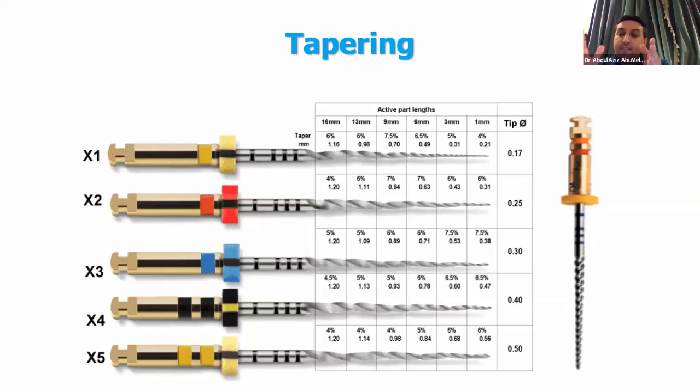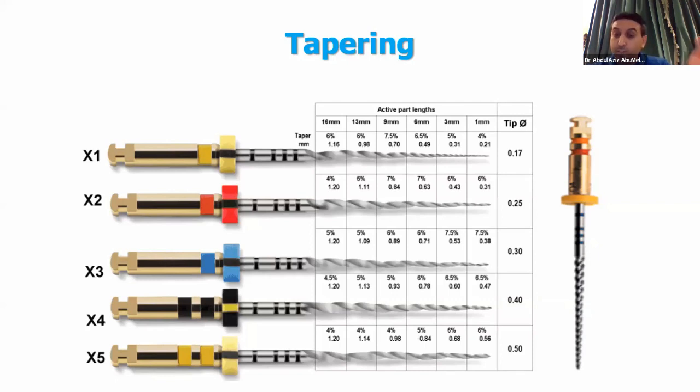When you have the axis and you have the flaring, the X1 works in the middle of the tooth or the middle of the root. When you look at the X1 in the middle, you'll find that at 9 millimeters, it has the highest taper at 7.5%. If you look at the X2, which should be bigger than X1, you find it will be 7%. You find X3 is smaller, and X4 is smaller at 9 millimeters.